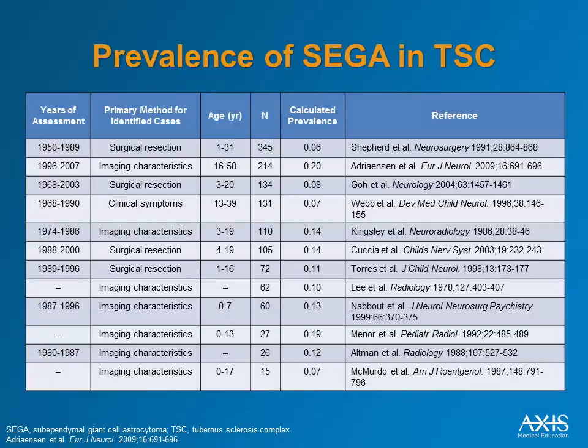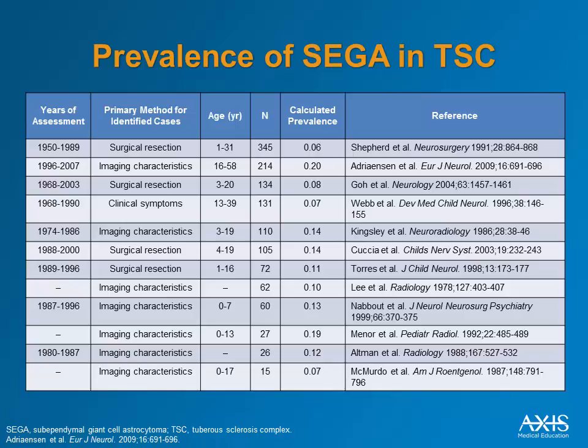Now, as you'll see, when Dr. Korf was presenting, he quoted that the prevalence of SEGA in tuberous sclerosis ranges between 5 and 15%. And that is because that range arises from what was shown here in this table of various studies that have been done over the past 20 to 30 years, all coming up with different estimates of what the true prevalence is. Now, this variation likely comes from differences in how these studies were performed, as well as the time that they were done, and as well as the number of patients that they were able to include in their estimates for prevalence.